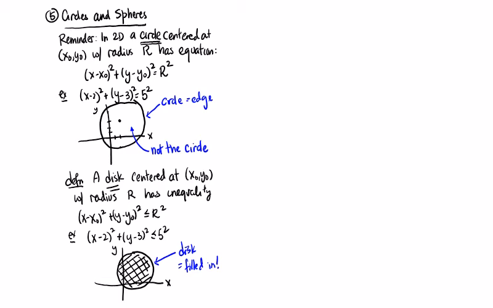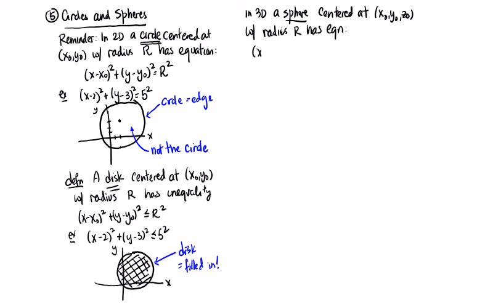So likewise, when we move to 3 dimensions, in 3D, a sphere centered at x0, y0, z0 with radius r. And you can probably guess where this is going. All I do is add in a z term.